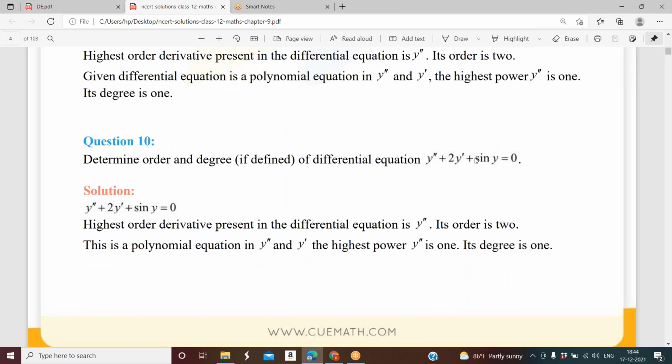y'' + 2y' + sin y = 0. Whether it's a polynomial equation? Yes, it's a polynomial equation in its derivatives y'', y'. Sin y we can have, but sin of y' or sin of y'' we should not have. That's not a polynomial equation. So the highest derivative is y''. The order is 2 and its power is 1.